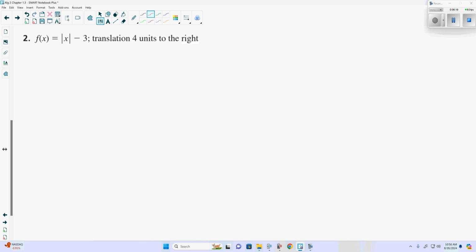Since we're going left to right, the general form of this is f of x minus h. They didn't give us a name for the new function, so we can name it whatever we want. Someone give me a letter. C. So our new function will be c of x.